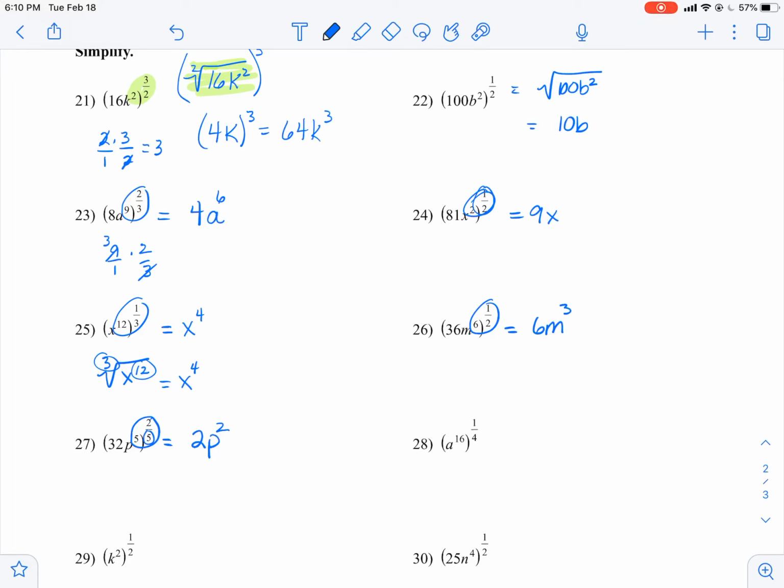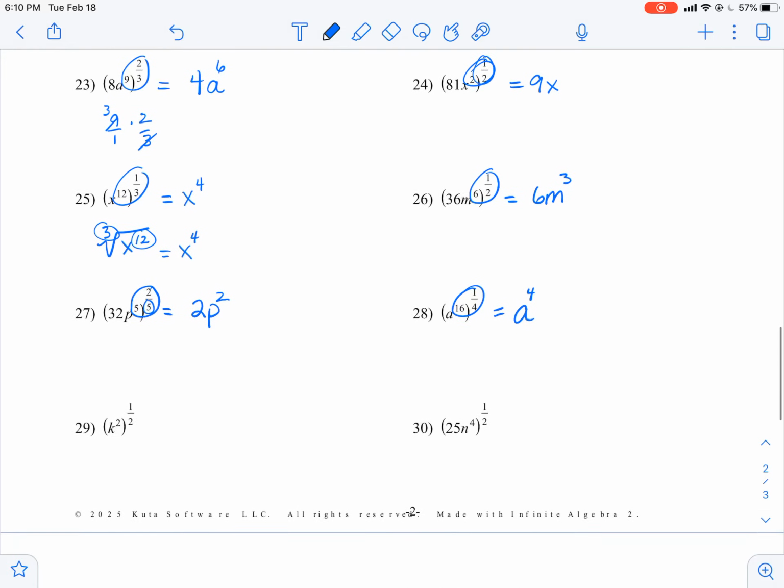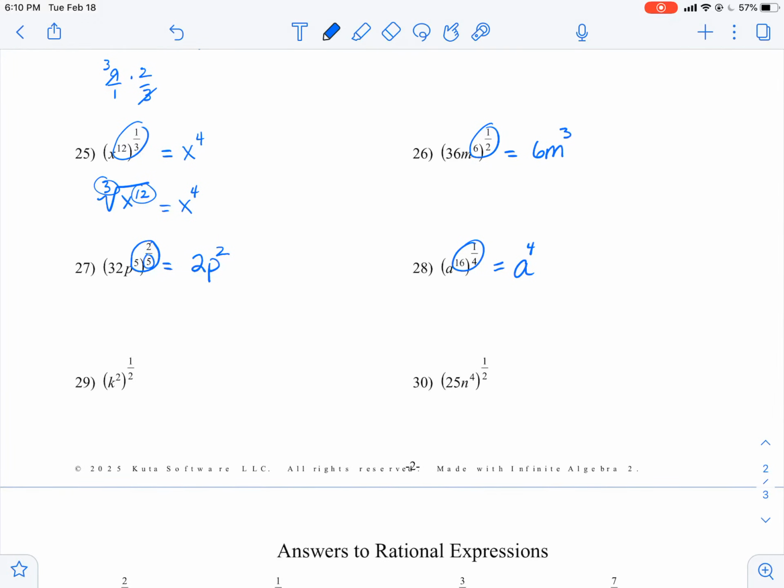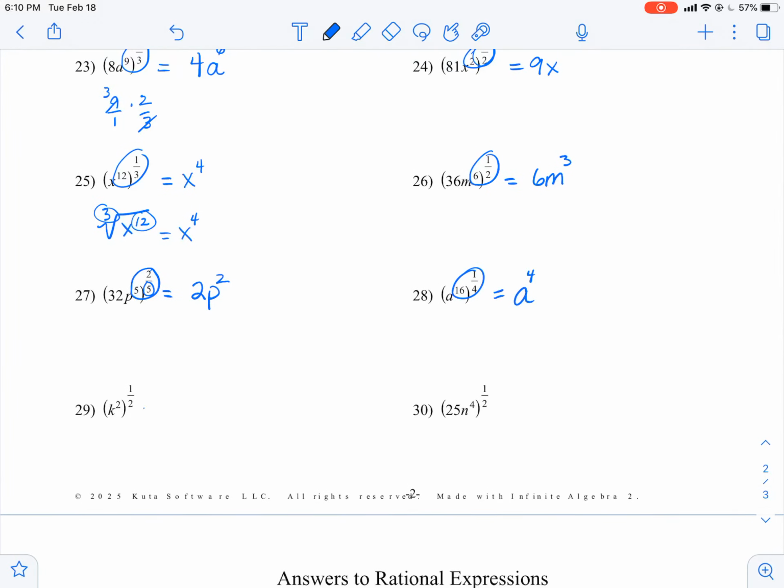Okay. Number 28. Power to a power, I just need to multiply. 1/4 of 16 is 4. Final, power to a power. We're just going to multiply. I get k.